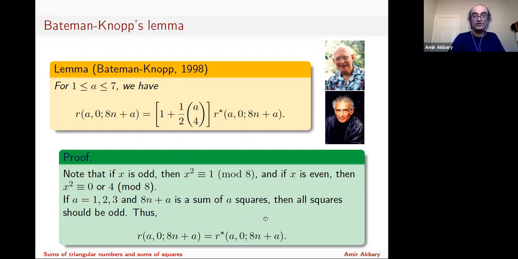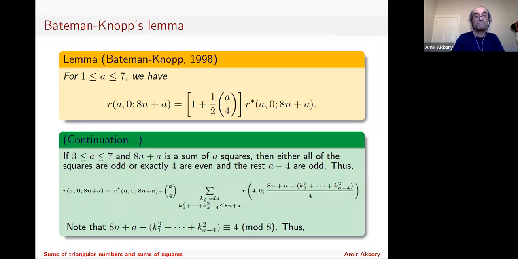Okay, the proof actually is not very complicated, so let me describe this. The main fact that they use is the following. If a number is odd, the square of that is going to be 1 mod 8. If it's even, then the square is going to be 0 or 4. So now if a is 1, 2, or 3, and 8n plus a is the sum of a squares, all of them should be odd. Therefore, R and R star in this case are going to be the same. Okay, so there is not much to do here.